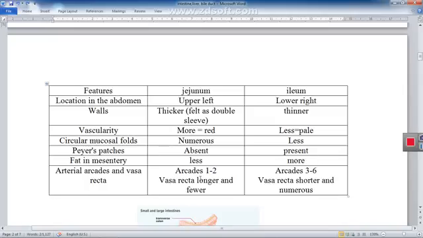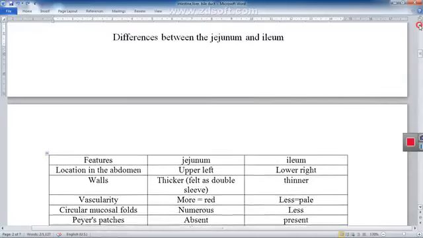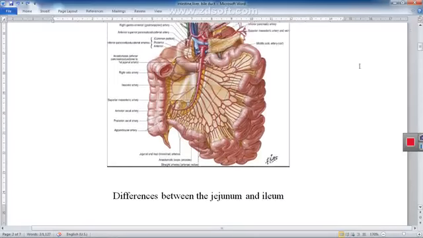The last point of difference between the jejunum and the ileum is in consideration to arterial arcades, and I will need to go to the figure that I have shown you a while ago about arcades and vasa recta to show you what is the difference in the arcades and the vasa recta between the jejunum and ileum. You can see that this figure shows dissection into the mesentery. We had removed one layer of the mesentery of the small intestine to show you the superior mesenteric artery.